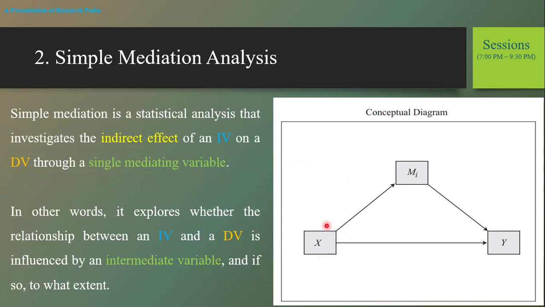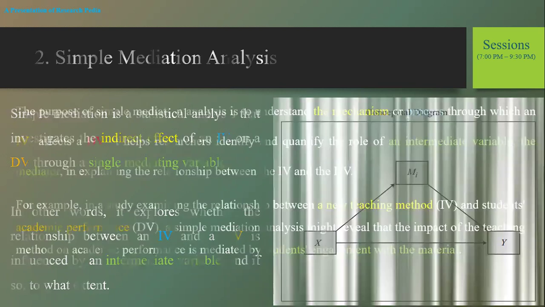Whenever your independent variable is impacting your dependent variable indirectly, using a third variable or intervening variable, or you may say that another variable is explaining the impact of your independent variable on your dependent variable, you are dealing with mediation analysis. In other words, it explores whether the relationship between an IV and DV is influenced by an intermediate variable, and if so, to what extent.